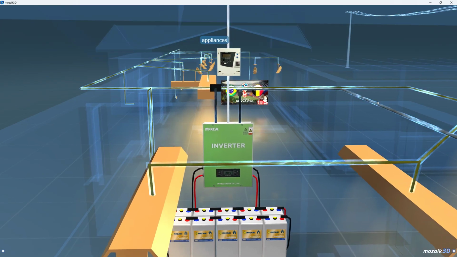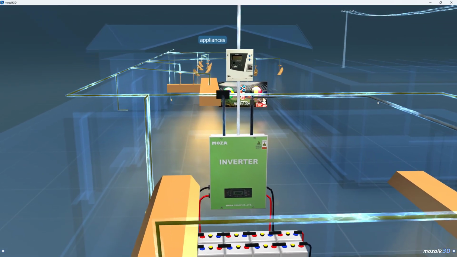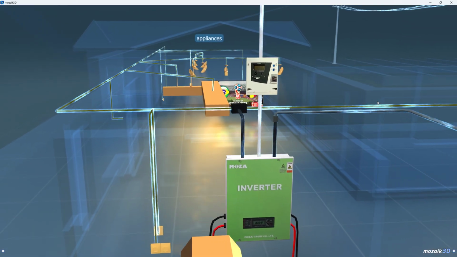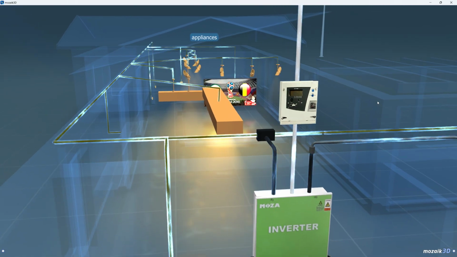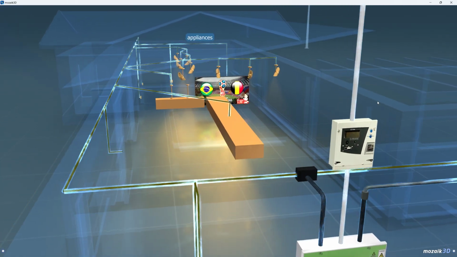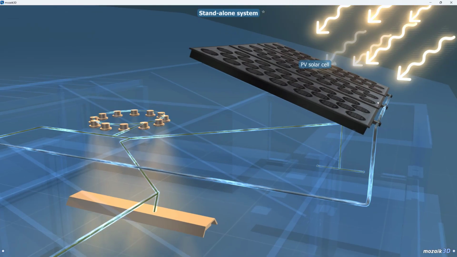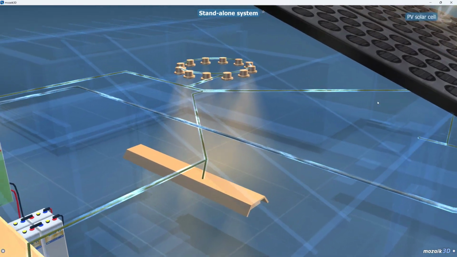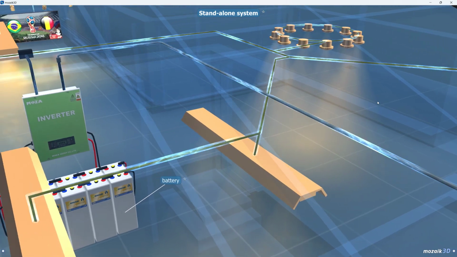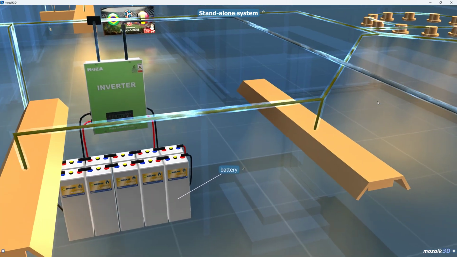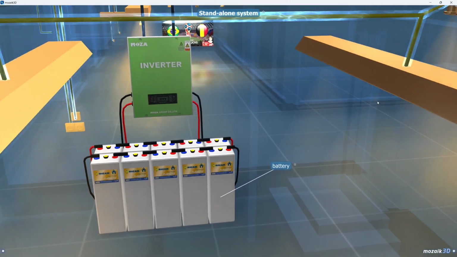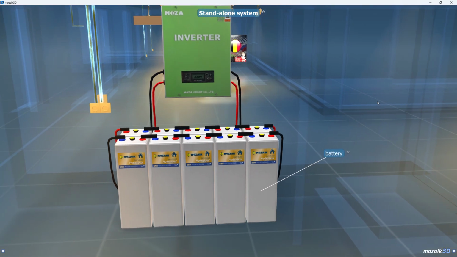Photovoltaic solar panels are a widely used source of energy, but one disadvantage is that they only provide electricity when the sun is shining. This problem can be solved in two ways. In standalone systems, the electrical energy that has been generated but remains unused is stored in batteries, which then provide electricity when the sun is not shining.